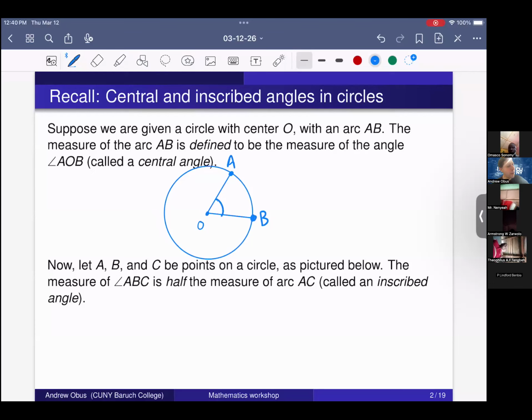Okay? And we saw last time that the measure of the arc is the same thing as the measure of the angle. This is just a definition. This is just how we measure an arc. So if this angle looks like about 60 degrees, so if this angle is 60 degrees, then we say that this arc is also 60 degrees. So this was called a central angle. I'll write this in red. So, central angle.